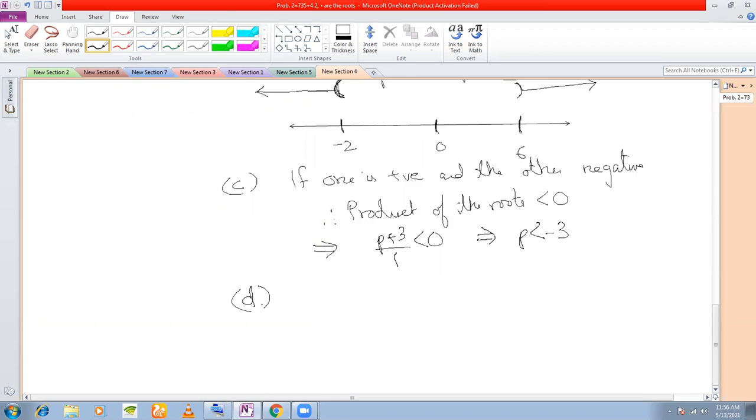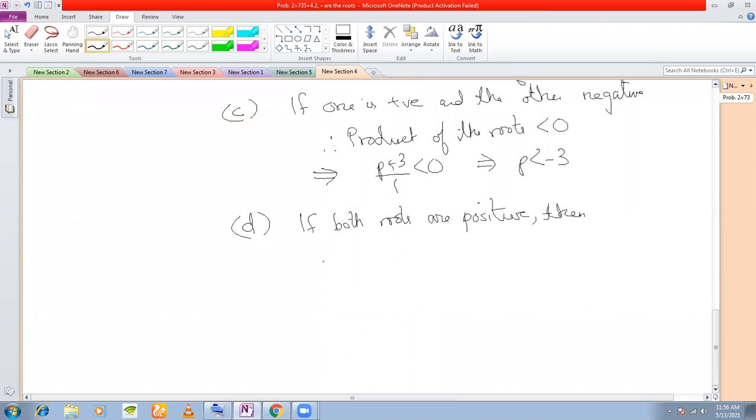Next question was both positive roots. Now, if both roots are positive, then what can be the condition? Can you tell me if both roots are positive? Common sense, in terms of sum and product of the roots. Yes, tell me. Sir, product and sum both will be positive. Both will be positive. Both have to be positive at the same time.